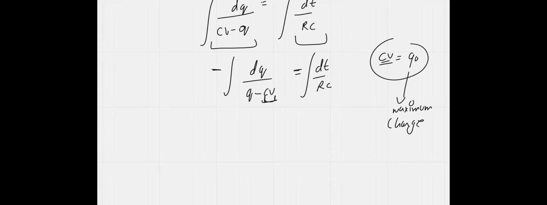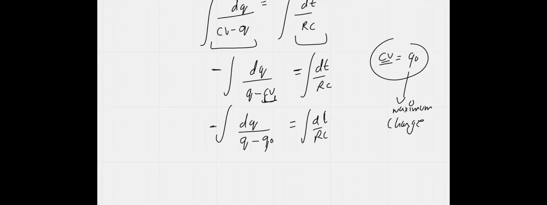Again, if it seems complicated to you, you can simplify it. What is CV? CV is nothing but the maximum charge possible. So can I call that Q naught? Maximum charge. Okay. So this becomes Q minus Q naught. This is from the very start I'm writing. Negative is always there. So dt by RC.